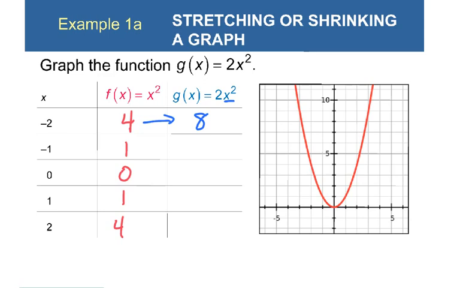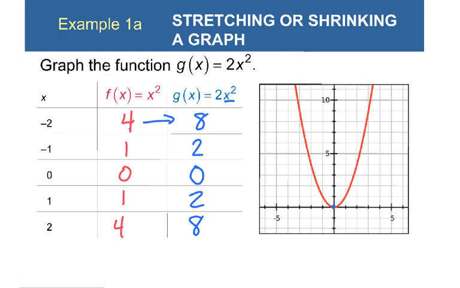So let's see, multiply 2 to 1, we get 2. 2 to 0, we get 0. 2 and 8. All right, so now let's compare it. Now let's graph or plot some of our points here. We have 0, 0 still for our g of x.